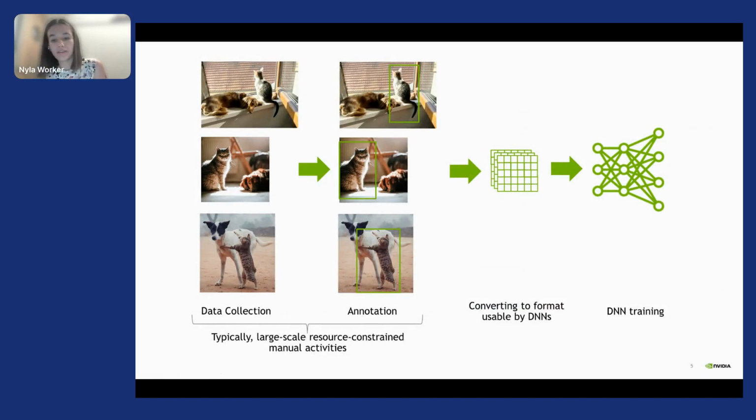One thing that I want to emphasize is how it is traditionally done to train a deep neural network, because this differs fundamentally from training with synthetic data. Training with real data has a large amount of time in which it is spent collecting data, annotating it, then converting it to the right format, and then training.